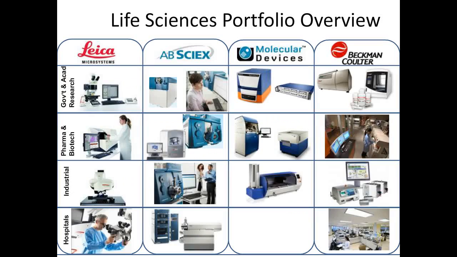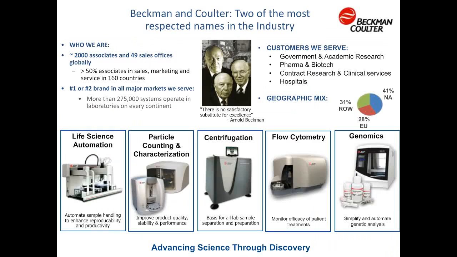The life science operating companies in Danaher are mainly 4 companies: Leica Microsystems, which serves different sectors, CyTExpert, Molecular Devices, and Beckman Coulter. For the purpose of our presentation today, we are going to be focusing on Beckman Life Sciences, which has more than 2,000 associates employed across the world, mainly in 49 offices. And we serve customers in academia, pharma and biotech research, as well as in hospitals.